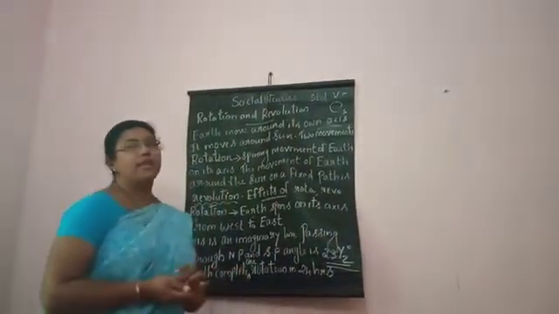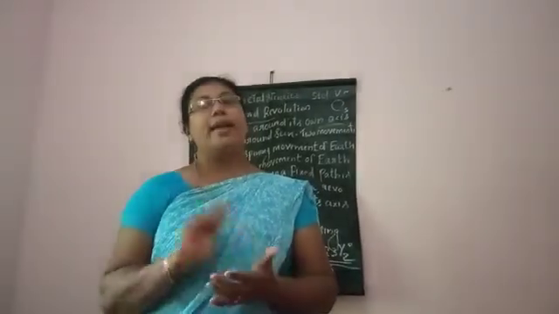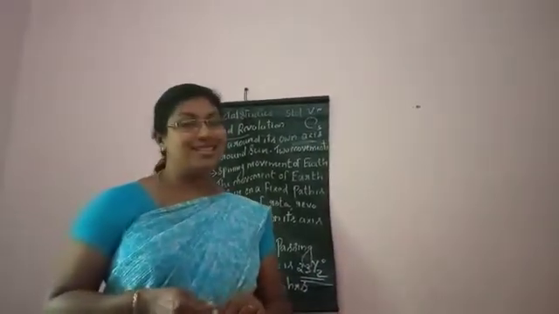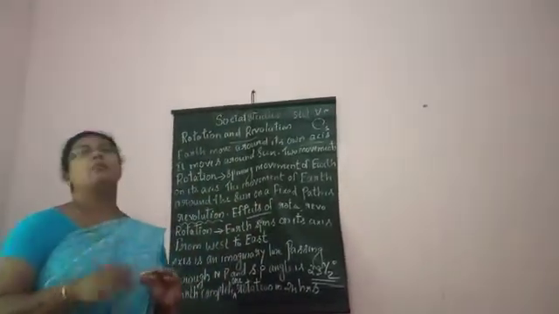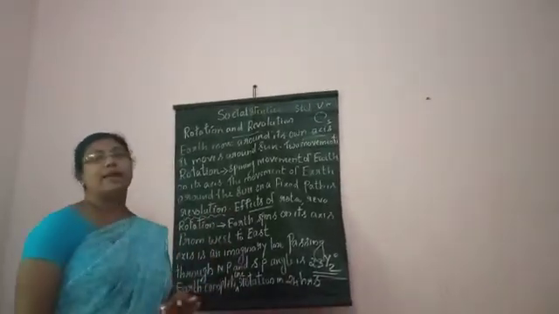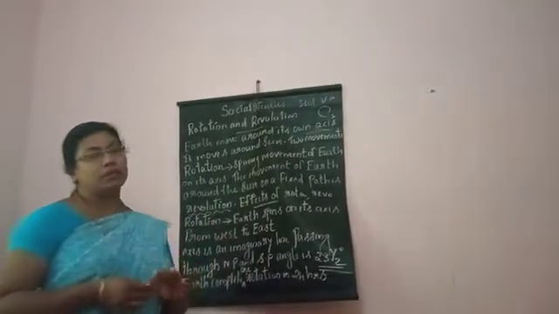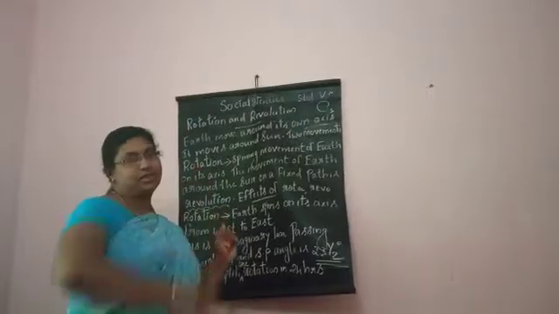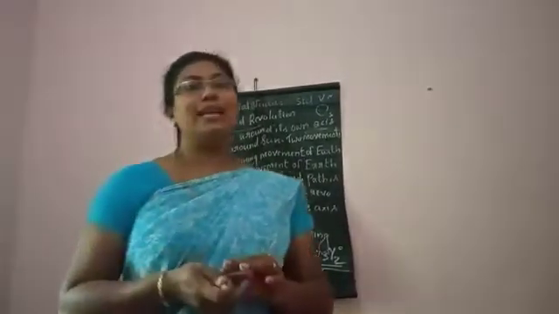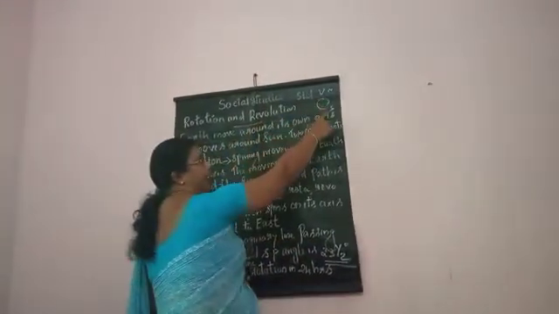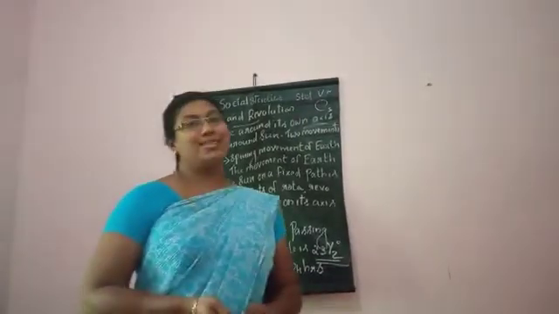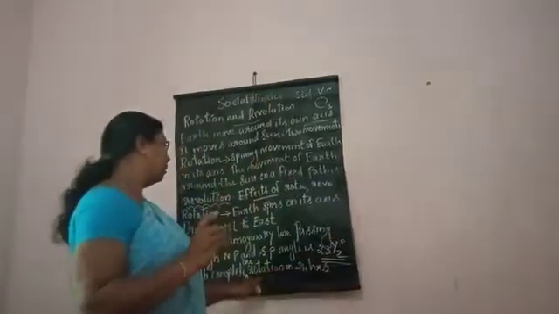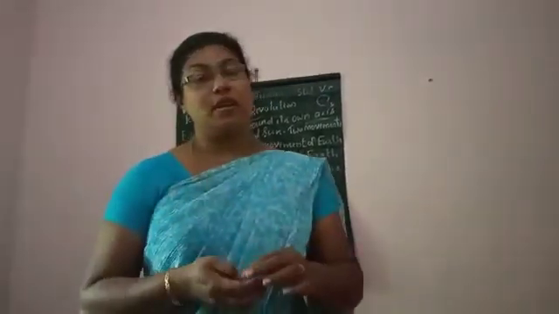So my dear children, listen carefully. We were dealing with our third chapter, rotation and revolution. Rotation means the spinning movement of the earth on its axis, and the movement of the earth around the sun is known as revolution. We were dealing with the effects of rotation. What is the first effect? The earth spins on its axis from west to east. The second one is that this axis is an imaginary line passing through the north pole and south pole, and the angle is 23.5 degrees. And the earth completes one rotation within 24 hours.